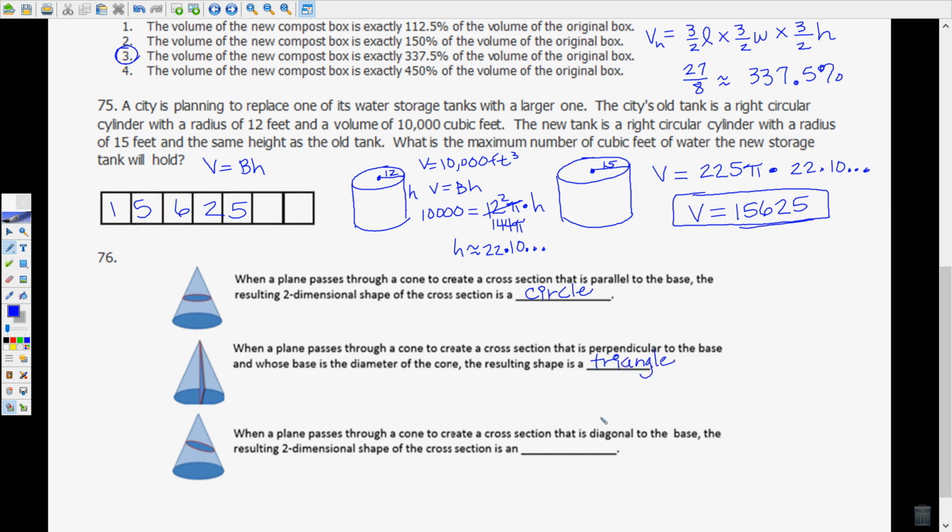And the last one is a new geometry word for you, probably. Some of you may know this word. When a plane passes through a cone to create a cross-section that is diagonal to the base, and the resulting two-dimensional shape of the cross-section is an, and it says an, you might have thought oval, but the word in geometry is ellipse. You could also say oval, but the technical term for that is ellipse.